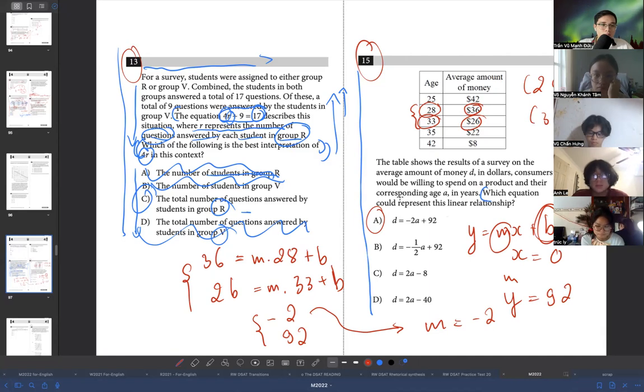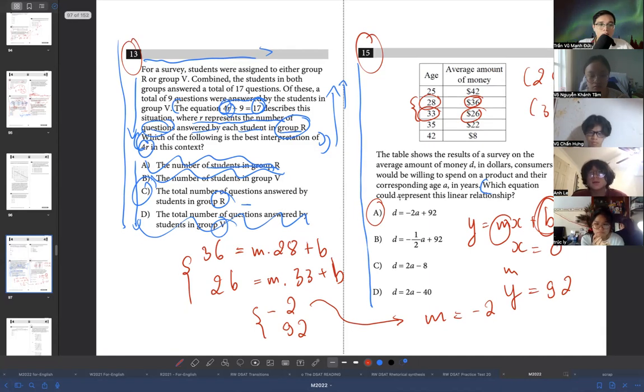So I just did the rise over run thing. The rise is the y, the average amount of money. Then I calculated the slope, and I got -2, and then I saw that one was -2. Oh yes, I forgot, this one is the only one that has -2. So that's a bit quicker.